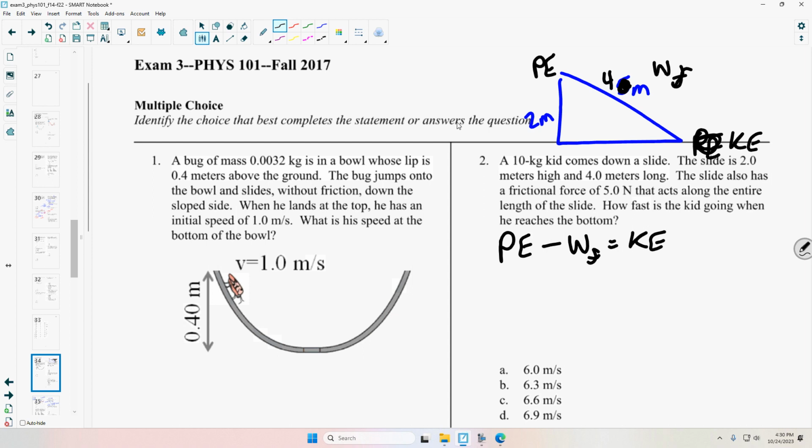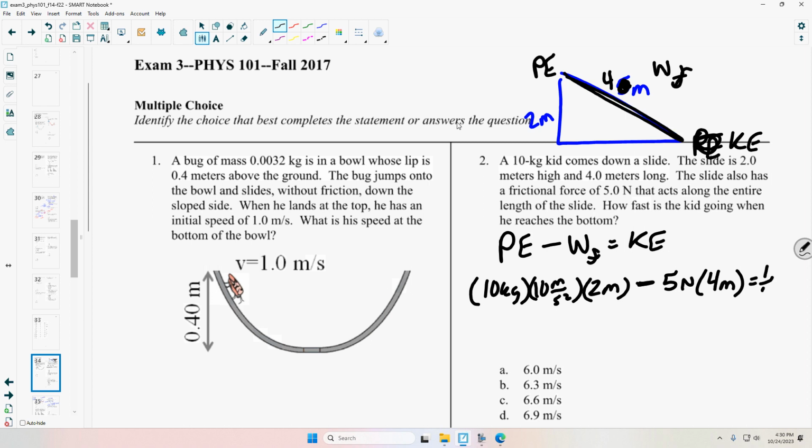So potential energy, that's mgh, 10 kilograms times 10 meters per second squared times the height, which is 2 meters, minus the work done by friction. That's going to be 5 newtons, the frictional force, times 4 meters. That's this distance. That frictional force acts along that. And that's equal to 1/2 of the mass, which is 10, times v squared. So that's 200 minus 20, that's 180, 360, 36 is equal to v squared. And so 6 is the answer, the square root of 36.